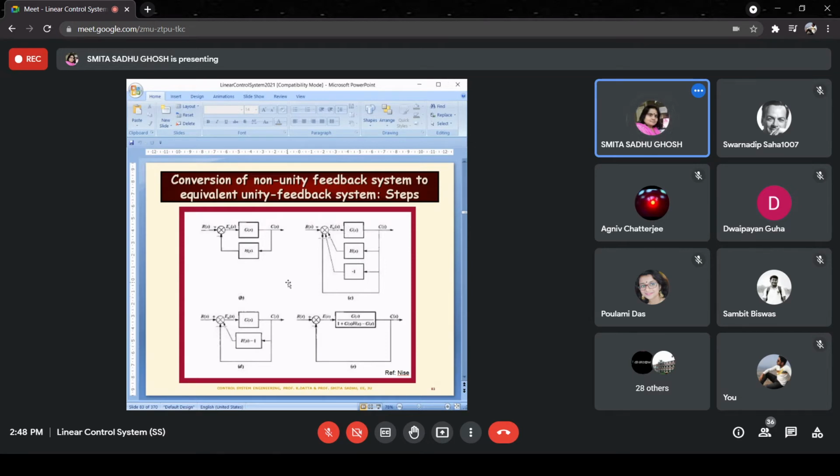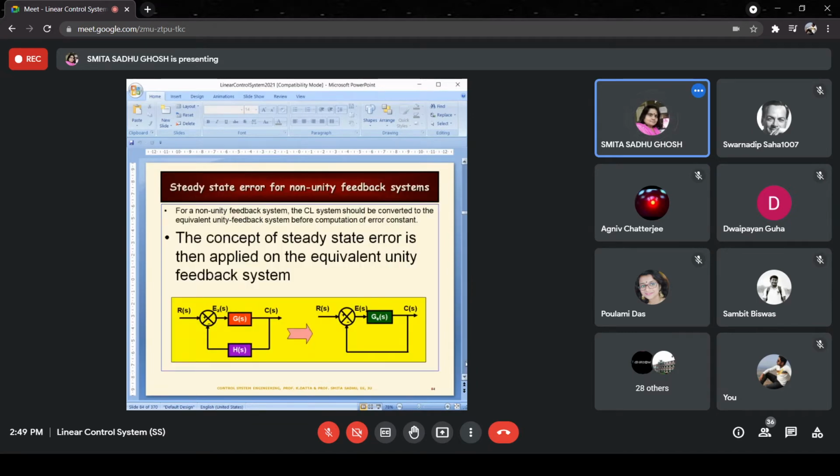So anyway, somehow you have to convert the non-unity feedback system into the equivalent unity feedback and then go for the error constant. Okay, so first you convert, then the concept can be directly applied on the equivalent unity feedback system.